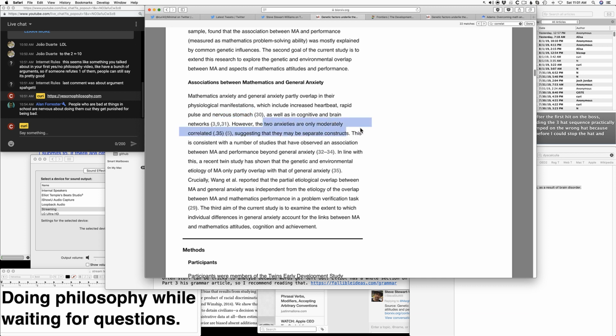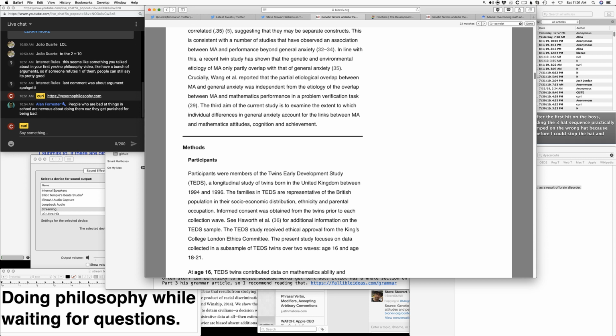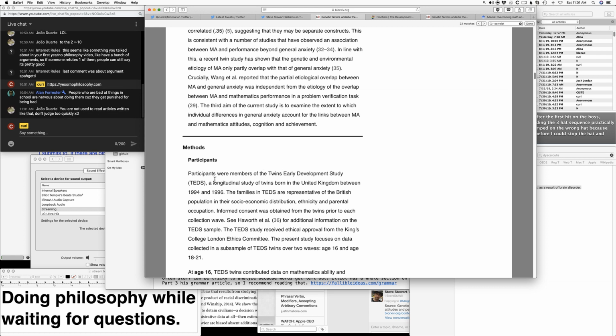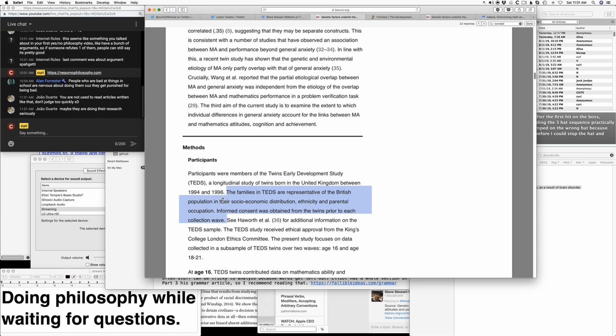Okay. By the way, they keep mentioning twin studies. They've not yet mentioned if they're twins separated at birth or something like that, or not. Like, they haven't explained anything about the twin study. Okay, study of twins born in the UK between 94 and 96. Okay. So they think it is a good sample.